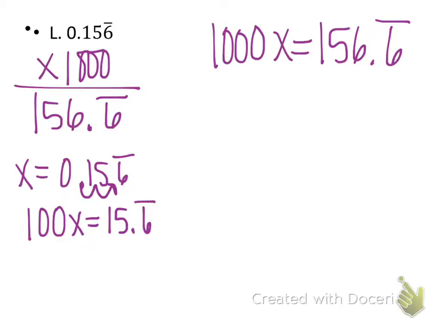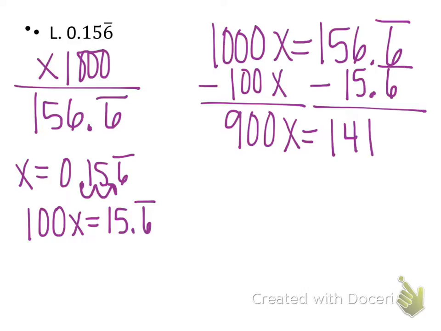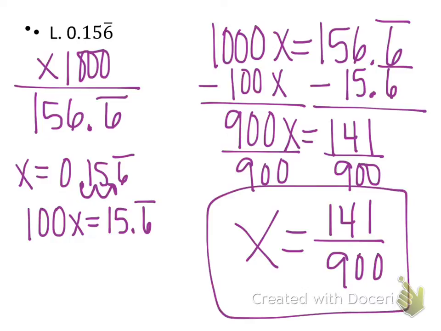All right, so now I'm going to subtract that 100x and subtract 15.6 repeating. Okay, since those are the same thing, I can do that. 1,000x minus 100x is 900x. 156.6 minus 15.6 is going to be 141. And then the 0.6 repeating parts actually cancel. Dividing by 900, we're going to get that x equals 141 over 900. If you divide that on your calculator, you will see that you get 0.156 and the 6 continues.